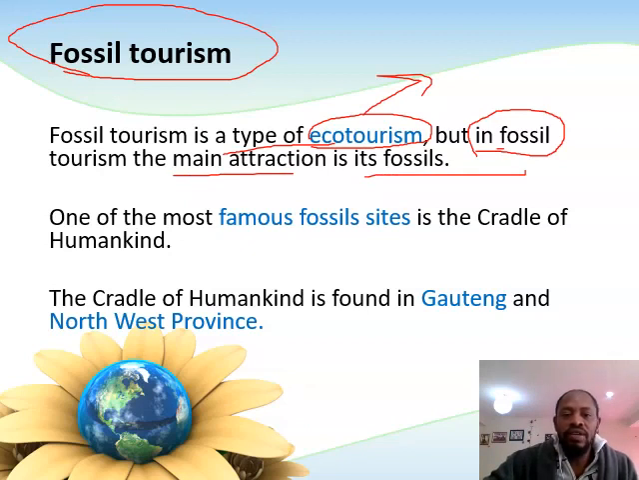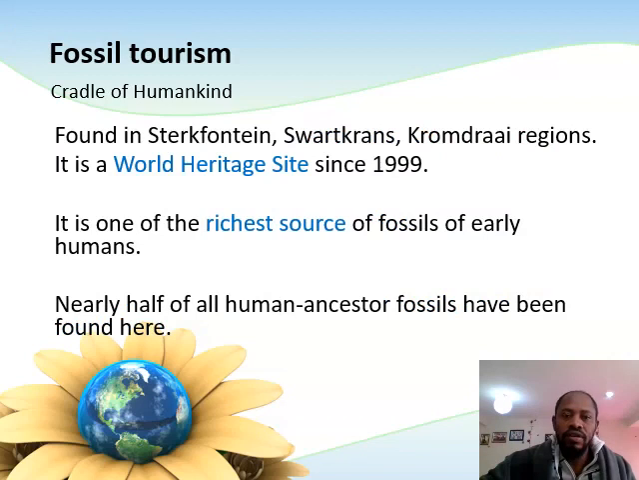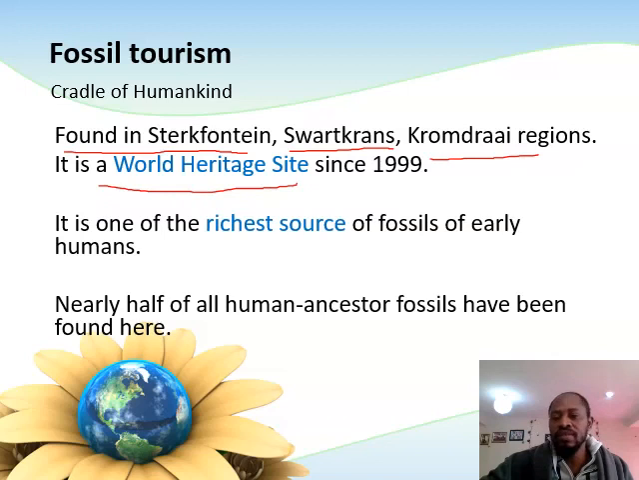In South Africa, the most famous fossil site is the Cradle of Humankind, which is found in Gauteng province and in Northwest province. Okay, the Cradle of Humankind is found in the Sterkfontein caves, the Swartkrans, the Kromdraai regions, and it is a World Heritage Site. It has been declared so since 1999.